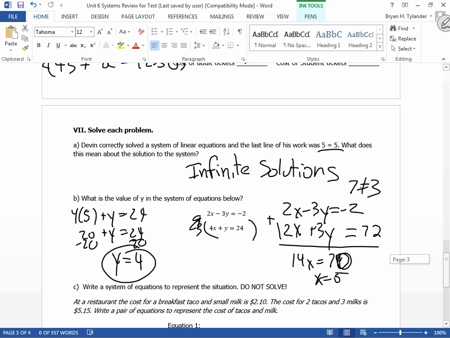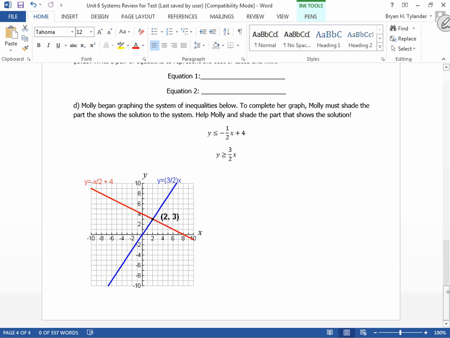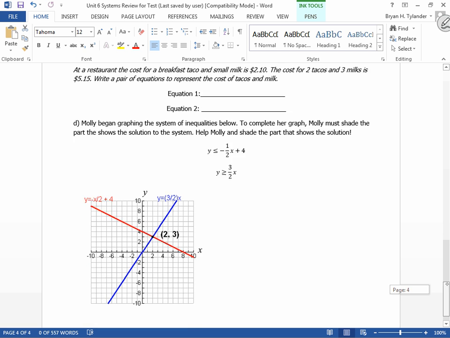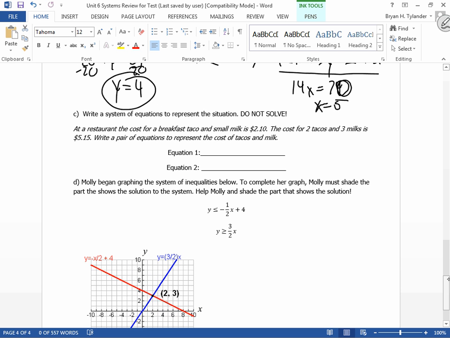All right, for C here. At a restaurant, the cost of a breakfast taco and a small milk is $2.10. So "and" means add and "is" means equal. The cost for 2 tacos and 3 milks is $5.15. It didn't ask us to solve, it just asked us to write the equation.